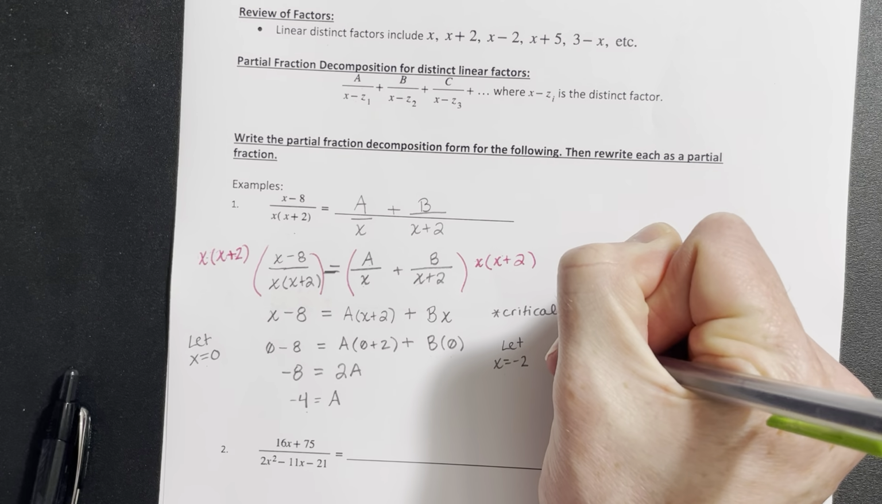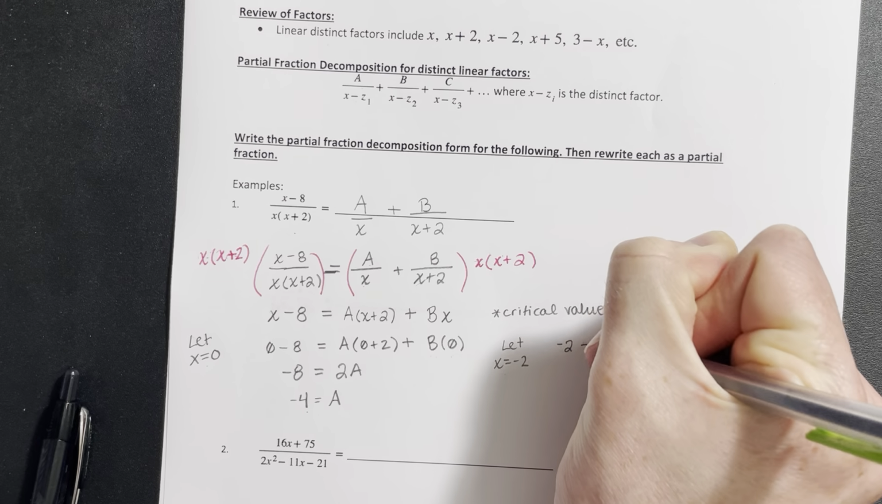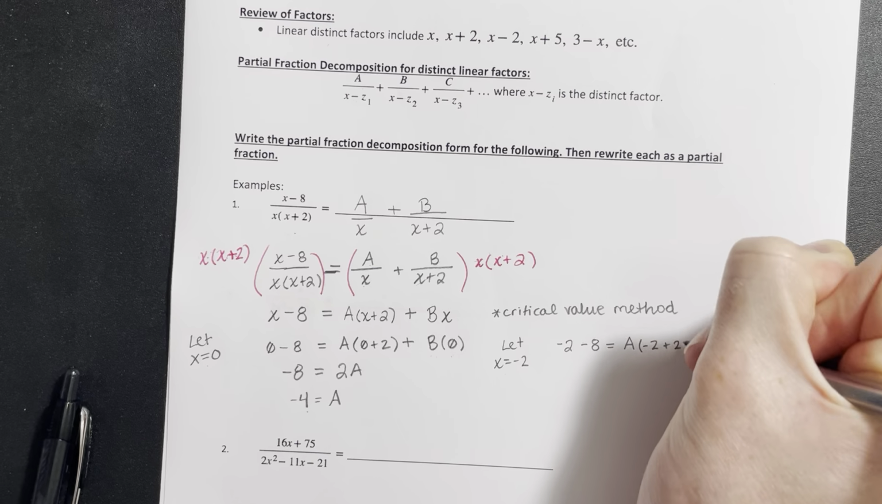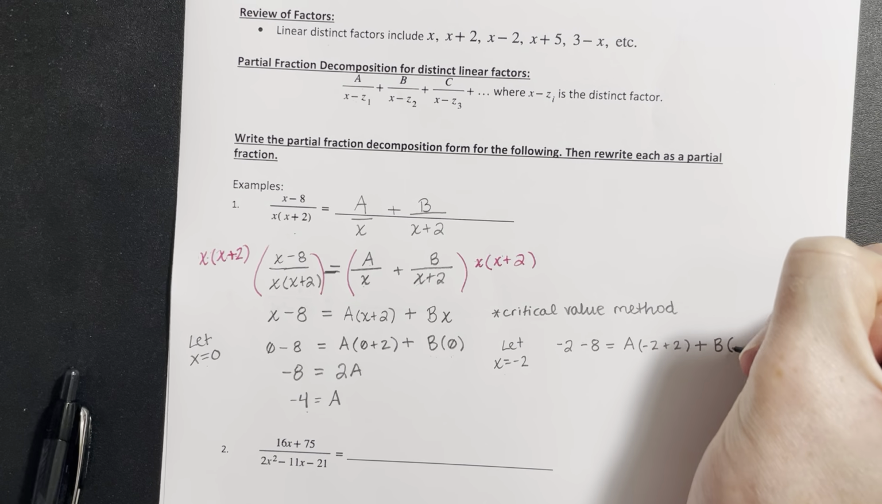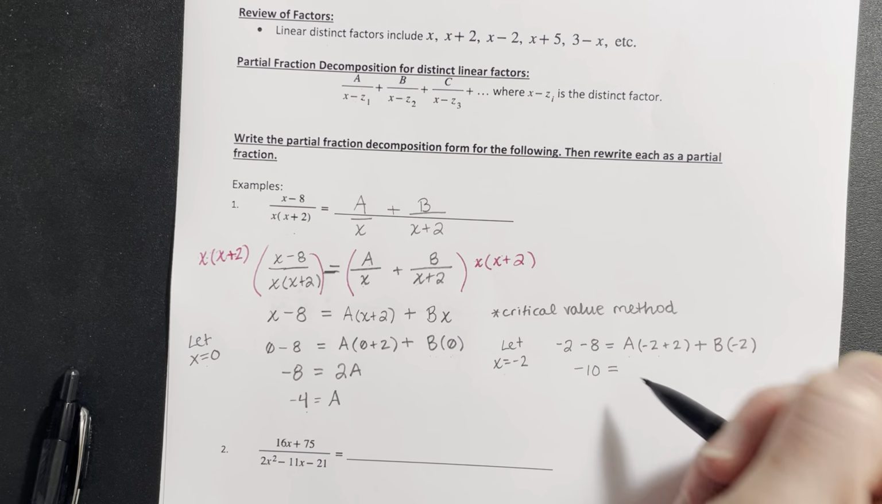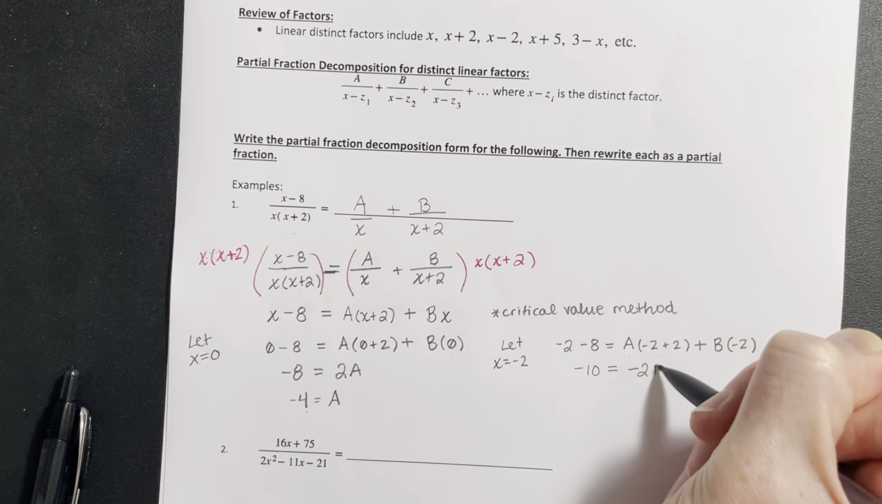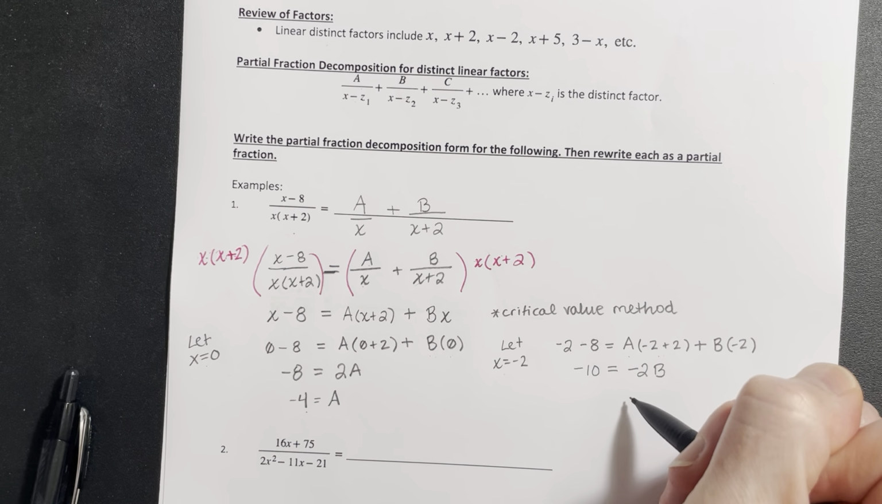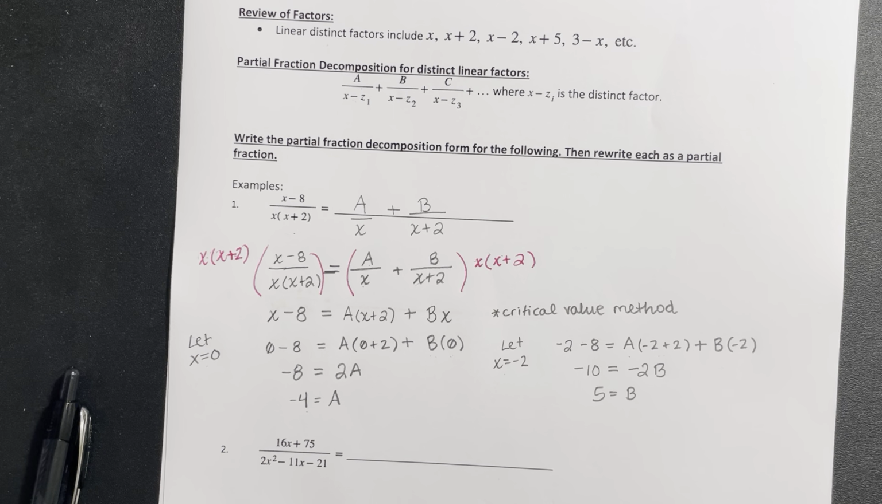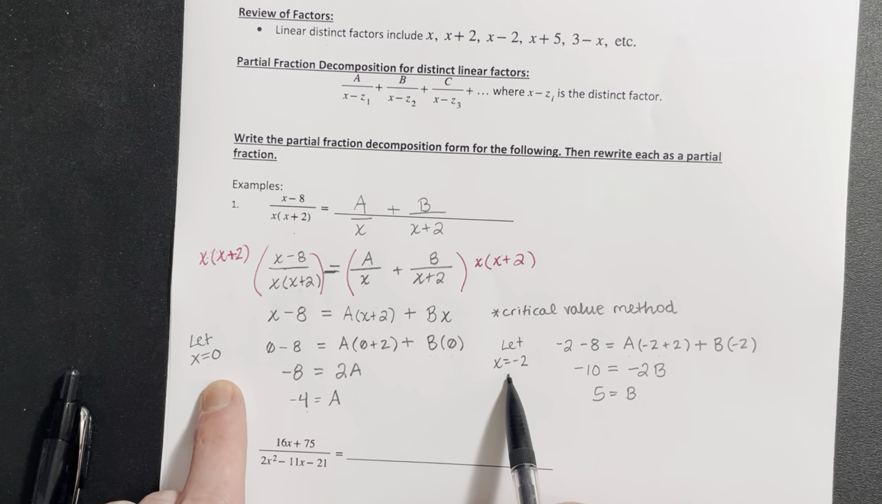So if I let x equal negative 2, I have negative 2 minus 8 equals a times negative 2 plus 2 plus b times negative 2. Now negative 2 plus 2 is 0, and 0 times a is 0. So we end up with negative 10 equals negative 2b. We divide by negative 2 and get positive 5. So now I know what a and b are because we chose specific critical values of x.